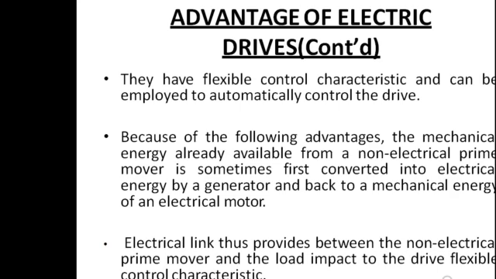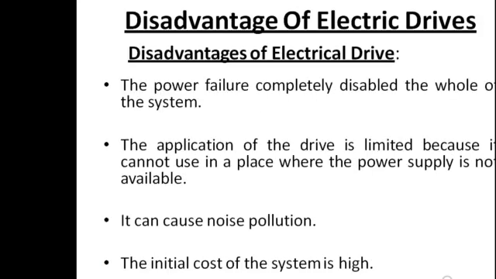That means the mechanical energy is already available from non-electrical prime movers. Sometimes it is first converted into electrical energy by a generator. For example, if you have a diesel engine and you couple it with an alternator, you will have electrical energy. Then you can give it to the electric motor and use it. So that is the electrical link provided between the non-electrical prime movers and the load, which gives the drive flexible control characteristics. These are the advantages of electrical drives.